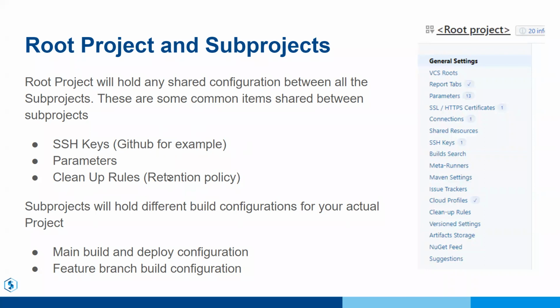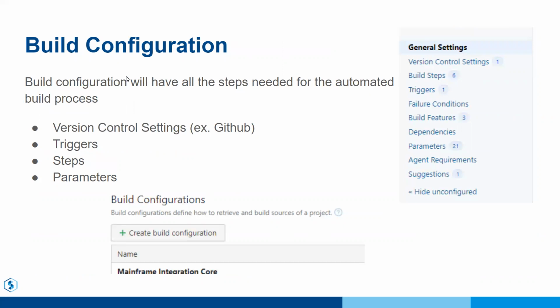And within the root project, there are different subprojects that hold different build configurations for your actual project. So you can have a build configuration that will build the main branch and trigger a deployment. And you can also have build configurations specifically for feature branches for developers that will run the tests. That way, developers don't have to run them manually every time, and there's going to be a continuous check. In the build configuration, you will have the steps that are needed for the automated process, as well as your version control settings, triggers, and parameters.